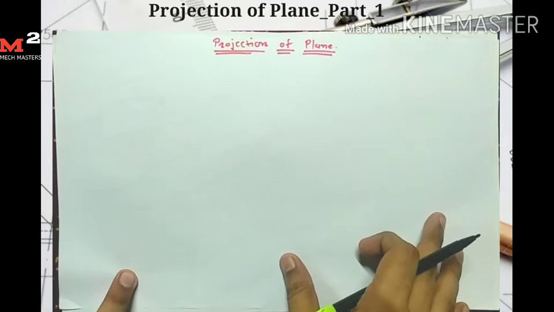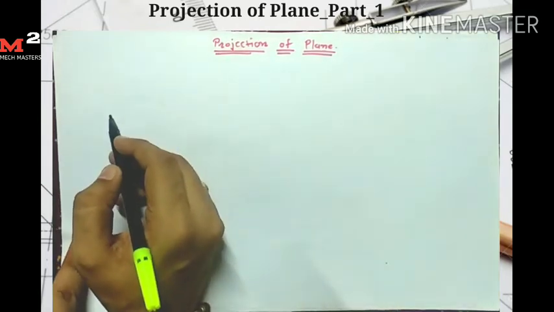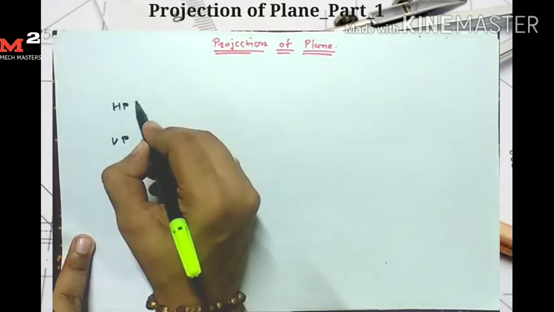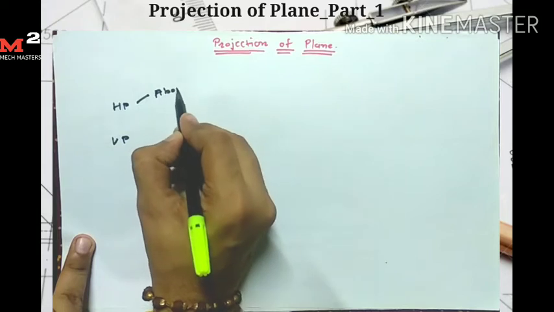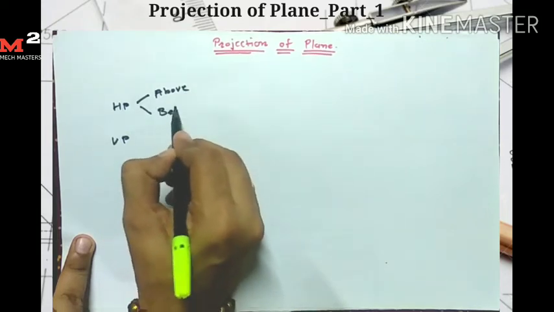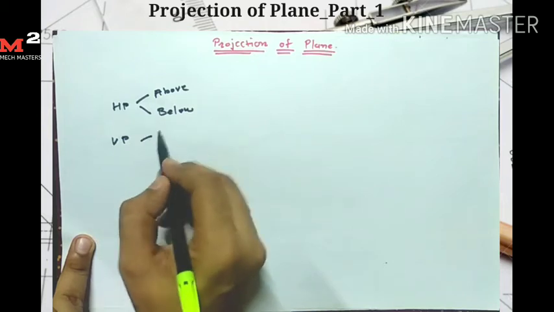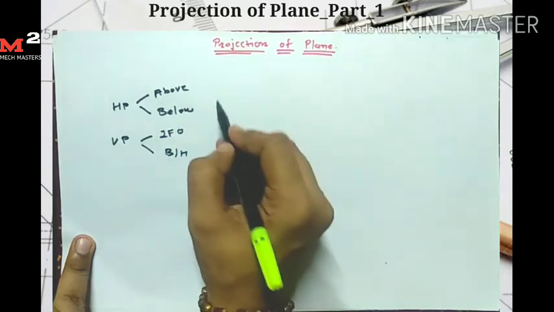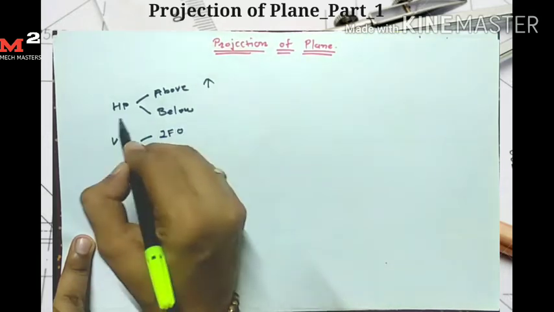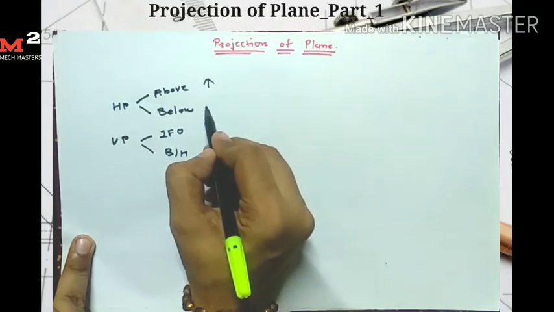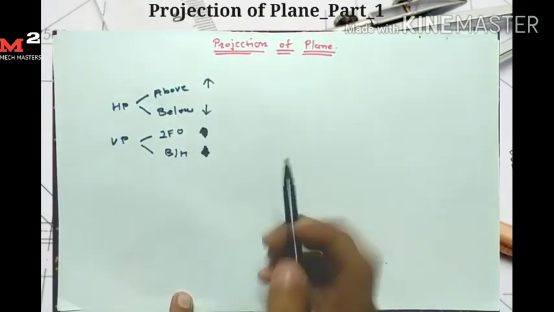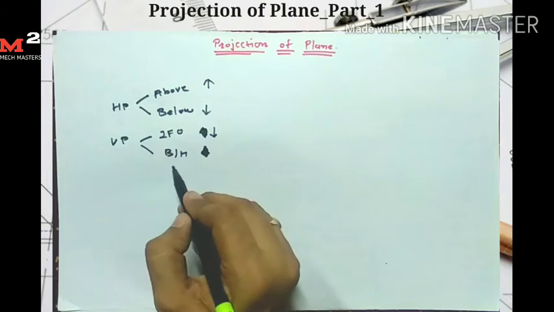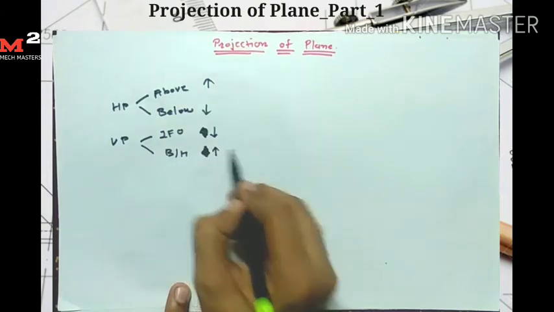In projection of point we learned that for presenting the point we have two conditions with respect to HP and VP. For HP, the point is either above the HP or below the HP. For VP, the point is either in front of VP or behind VP. If the point is above HP, we draw the point above the reference line, and if the point is below the HP, we draw it below the reference line. If the point is in front of the vertical plane, we draw the point below the reference line, and if the point is behind the vertical plane, we draw it above the reference line.